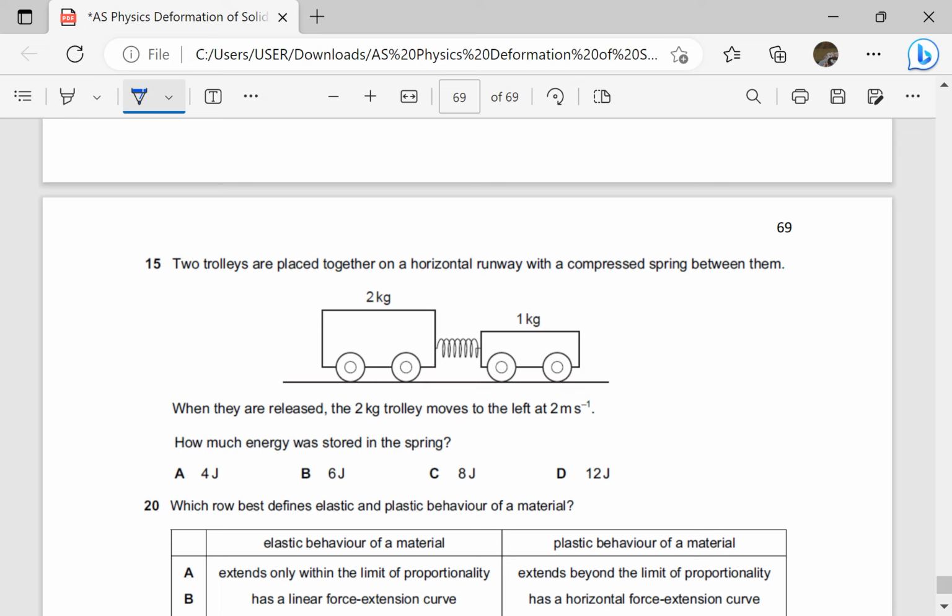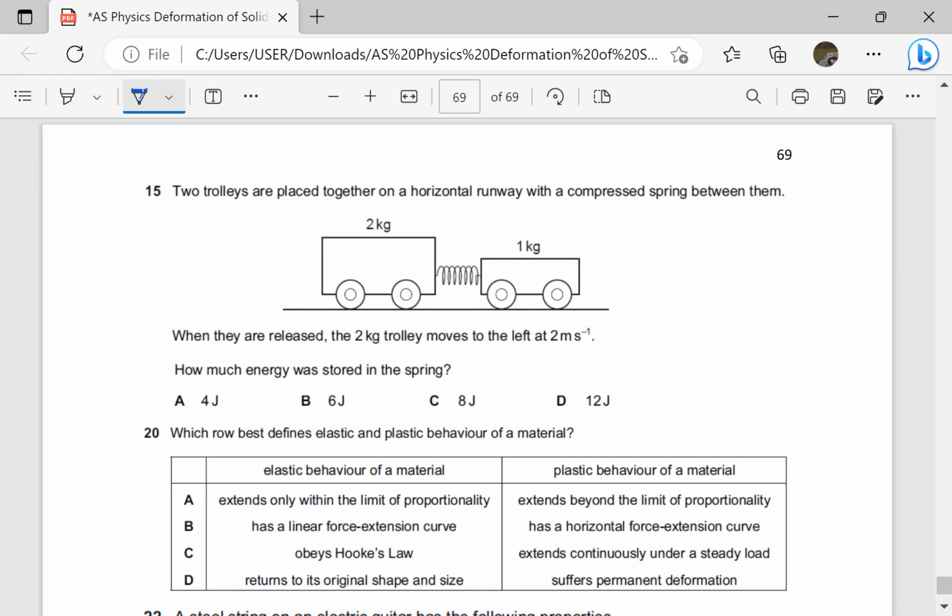Two trolleys are placed together on a horizontal runway with a compressed spring between them. When they are released, the 2 kg trolley moves to the left with a speed of 2 meters per second, which means this one should move to the right to conserve momentum. By conservation of momentum, if they are initially released, the initial momentum was 0. So let the speed of this one be v. After release, the momentum must be conserved.